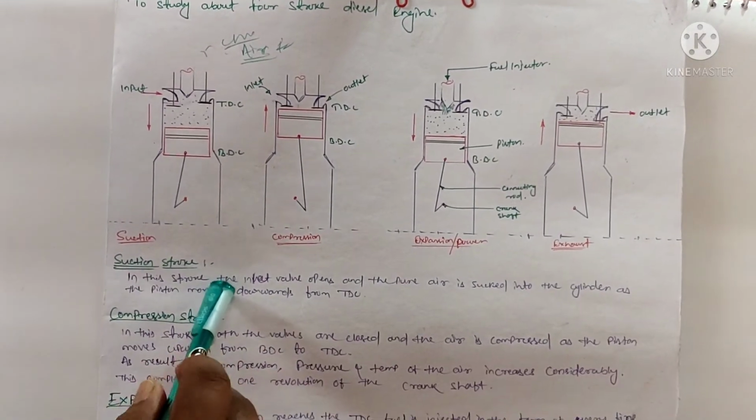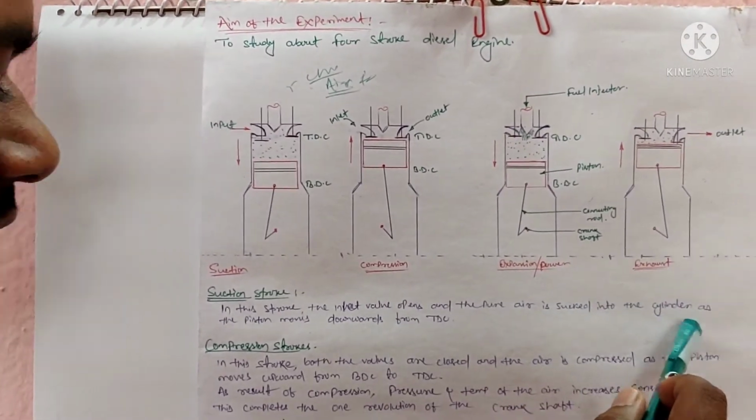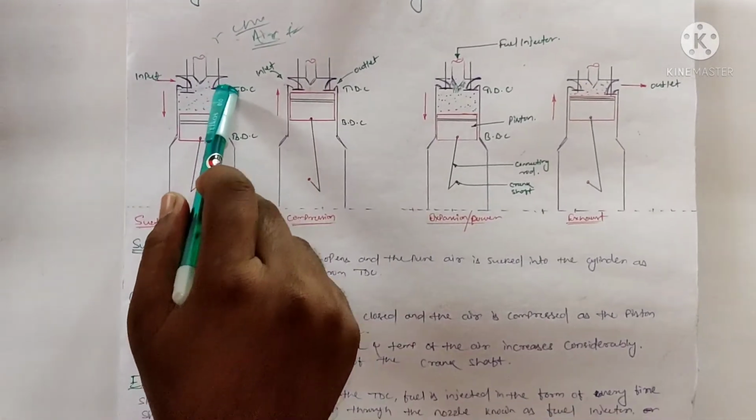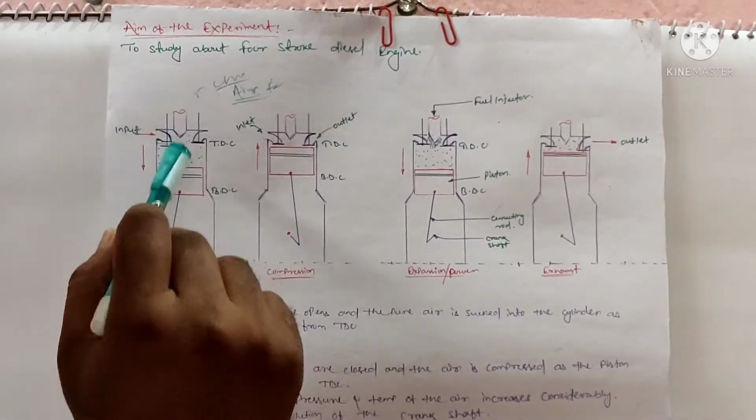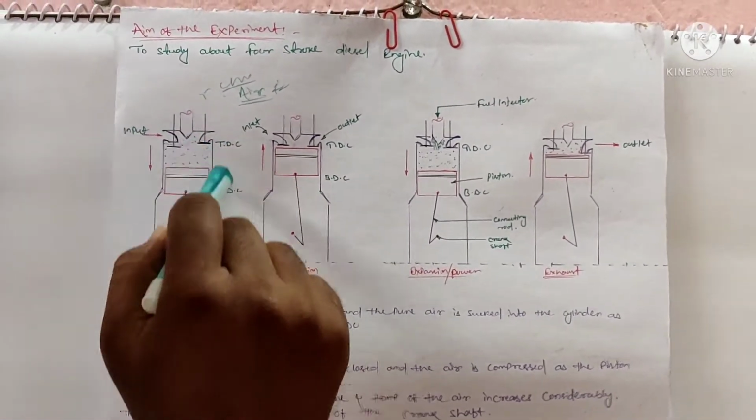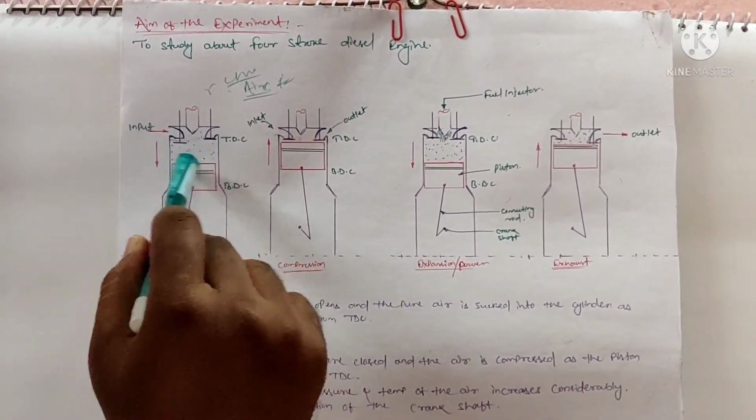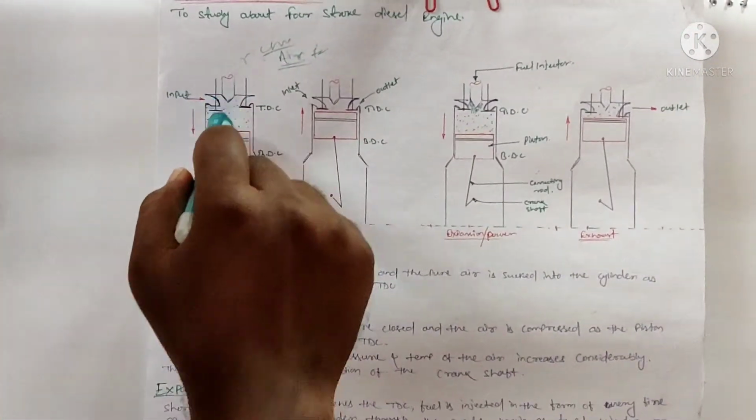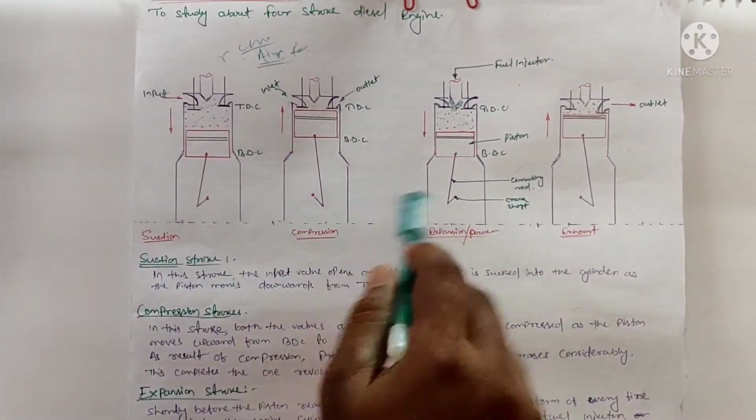Once again, in this stroke the inlet valve opens and pure air is sucked into the cylinder as the piston moves downward from TDC to BDC. Due to the movement of the piston from TDC to BDC, negative pressure or suction pressure is created inside the engine cylinder. That's why fresh air from the atmosphere comes inside the engine cylinder. In this way, the suction stroke is complete. Next, come to the compression stroke.